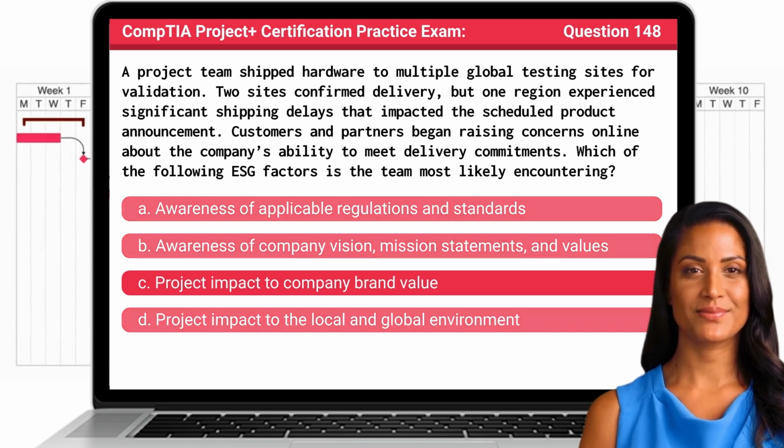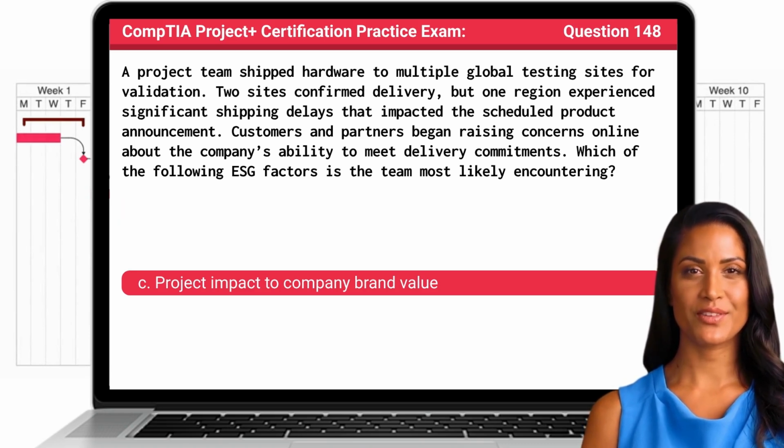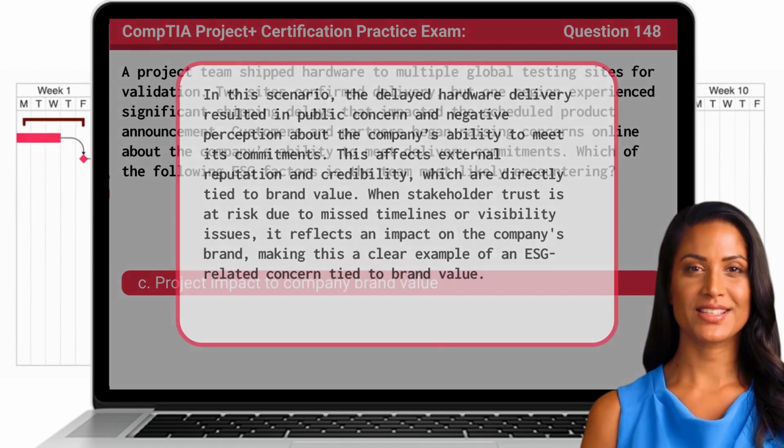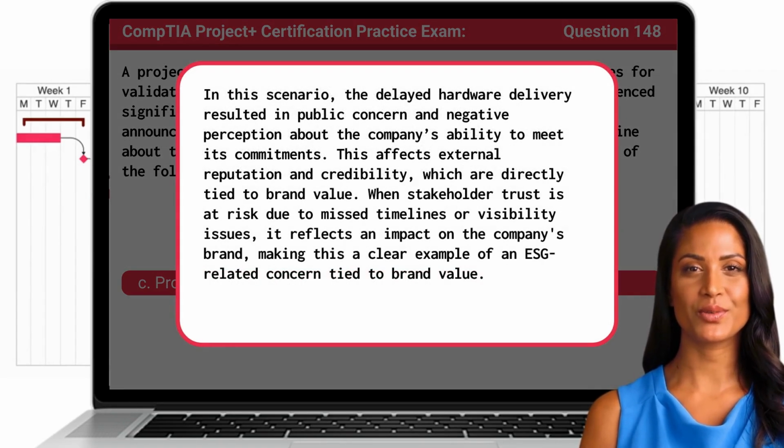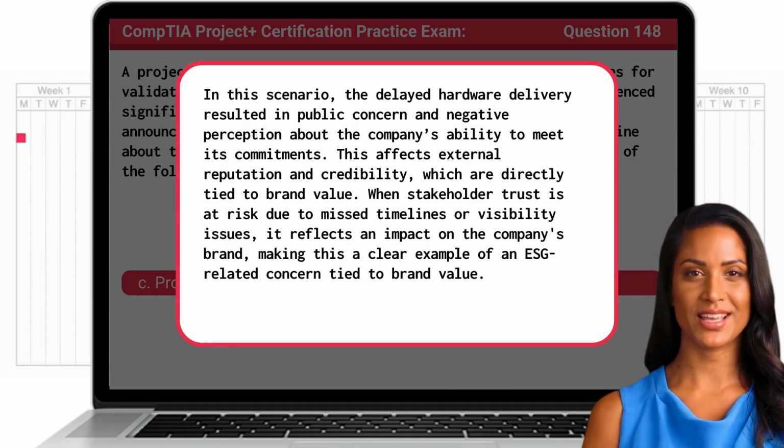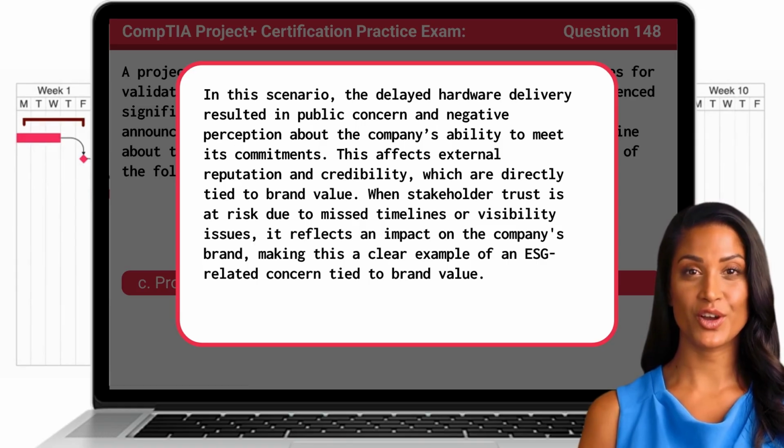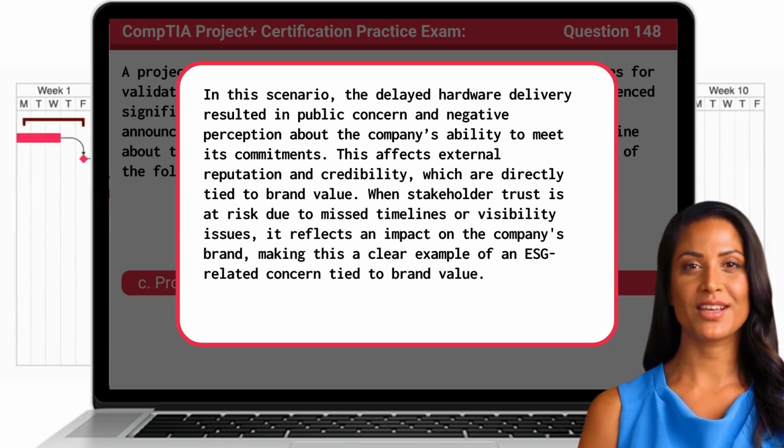The answer is C. Project impact to company brand value. In this scenario, the delayed hardware delivery resulted in public concern and negative perception about the company's ability to meet its commitments. This affects external reputation and credibility, which are directly tied to brand value. When stakeholder trust is at risk due to missed timelines or visibility issues, it reflects an impact on the company's brand, making this a clear example of an ESG-related concern tied to brand value.